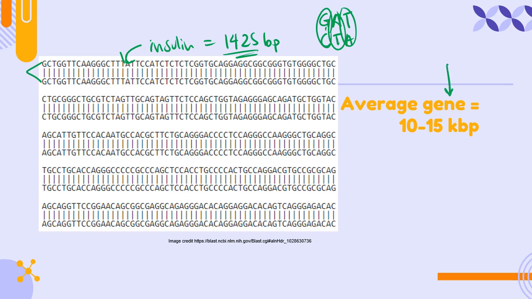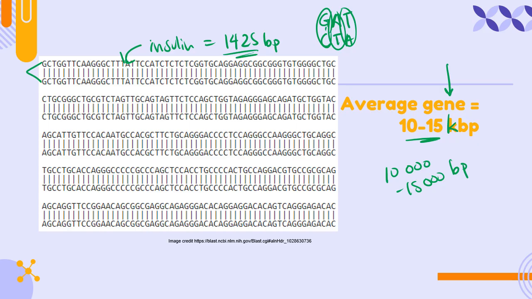Human insulin is over 1,000 base pairs long, but insulin is actually a pretty small gene. The average human gene is 10 to 15 kilo base pairs long. That kilo is 1,000. So the average gene in us humans is 10,000 to 15,000 base pairs long. That's crazy. Let's say that I just wanted 2 base pairs.